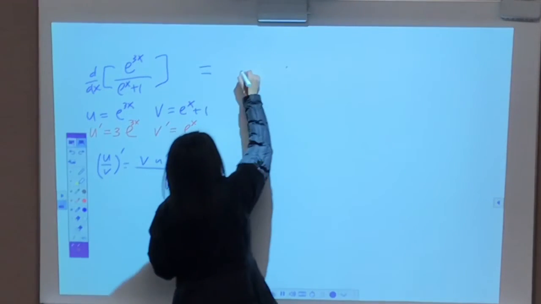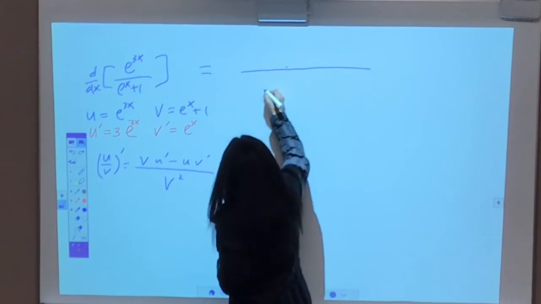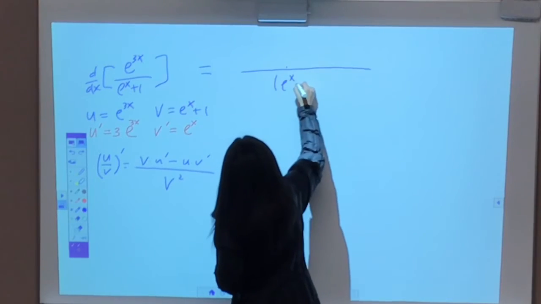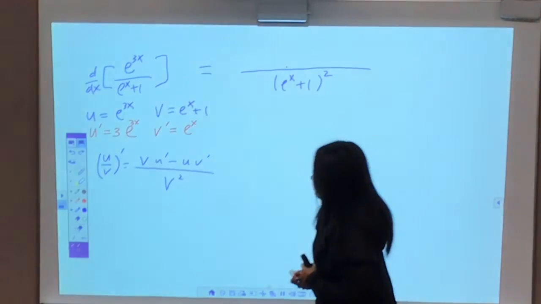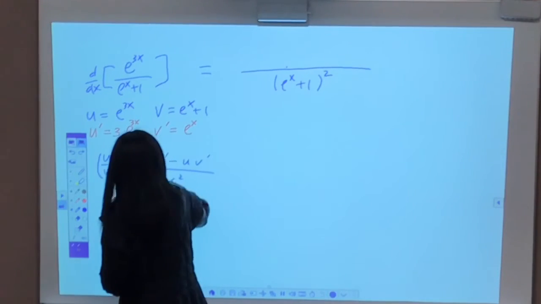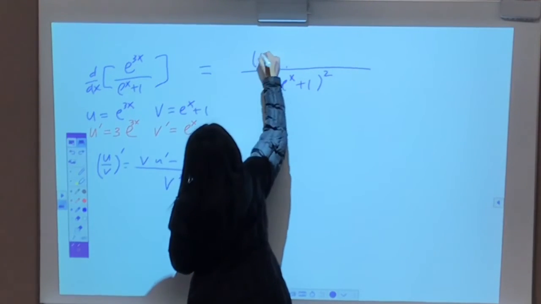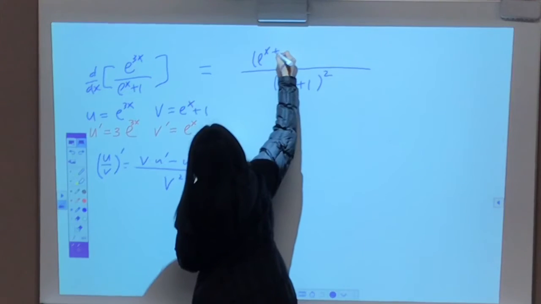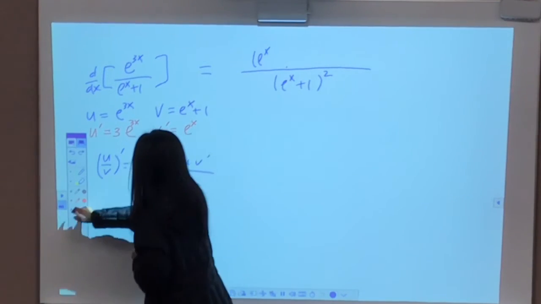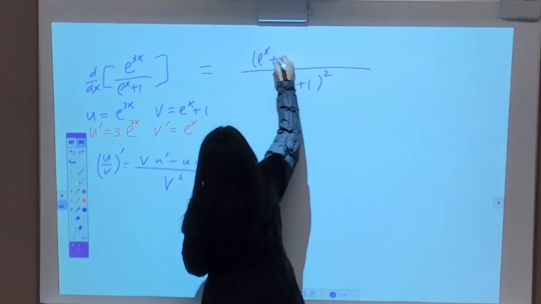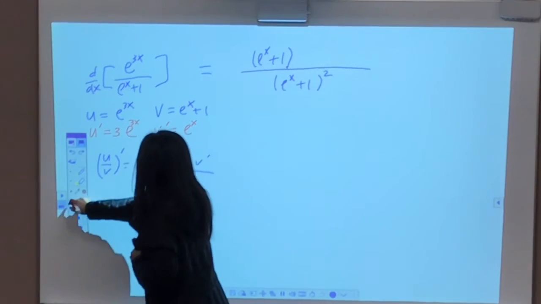So I'm going to write down my denominator first. What is that? e to the x plus 1, squared. And I'm going to write down my v. What is my v? e to the x plus 1.